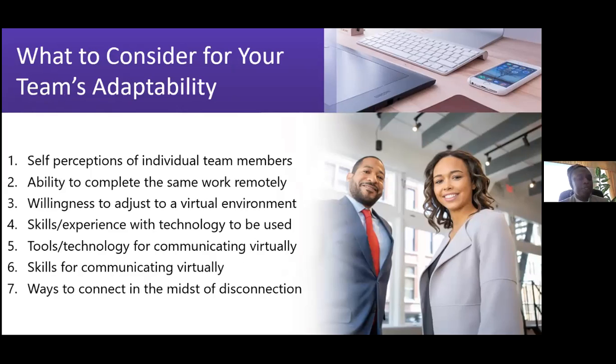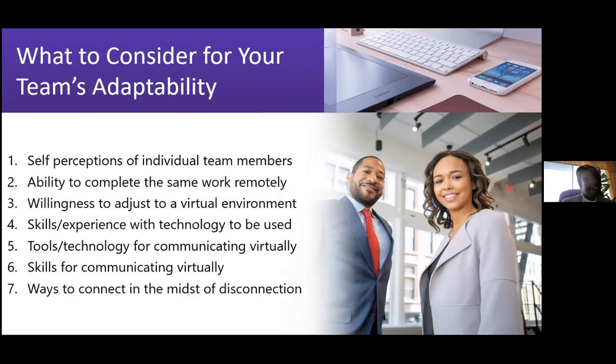At the individual level, on the team level, we're talking about looking at self-perceptions of yourself. What are the self-perceptions team members have of themselves? Is there the ability to continue working and do it virtually or remotely? Is there a willingness to adjust to a virtual environment? So that's that mindset. That's getting into the flexibility aspect. What are the skills and experience with the technology that needs to be used? That's getting into the versatility aspect. So are the people flexible as well as versatile?